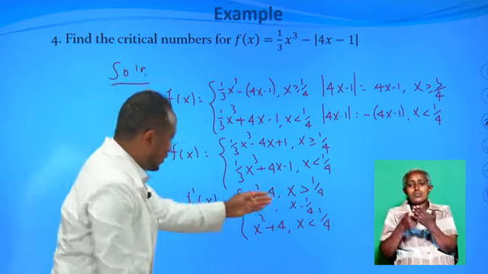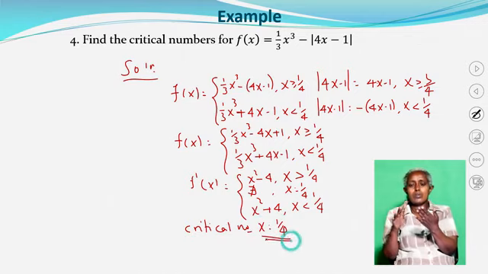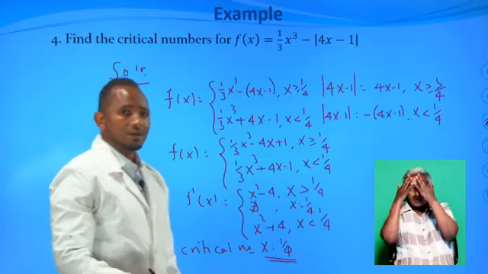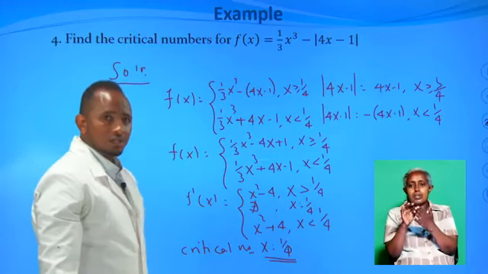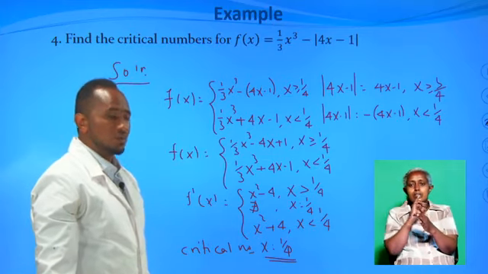We'll try to find also the other critical number. One critical number is x equals 1 over 4. To determine the other critical numbers, we need to check where the derivative of this function is 0.